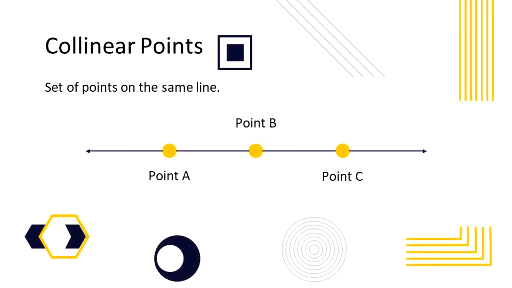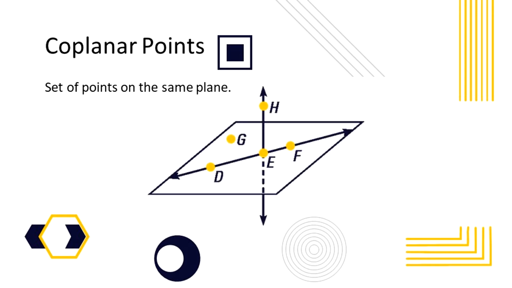We can extend this subtopic further by discussing collinear and coplanar points, just to associate the point with both the line and the plane. So, what exactly are collinear points? To put it simply, collinear points are points on the same line. Looking at the example, we can say that points A, B, and C are all collinear, since they lie on the same line. That's basically the similar logic for coplanar points, but for planes.